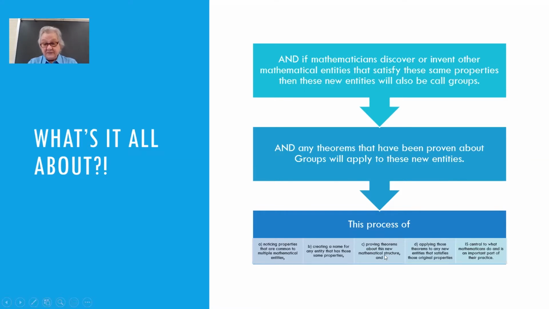And here's the process. I don't know if you can read this or not, but noticing properties that are common to multiple mathematical entities, creating a name for those kinds of entities, proving theorems about those structures, applying those theorems to any new entities that satisfy those properties. This is central to what mathematicians do and is part of their practice, their habits, their disciplines.